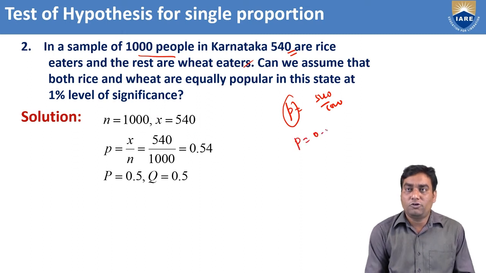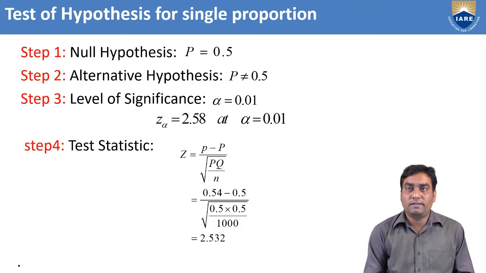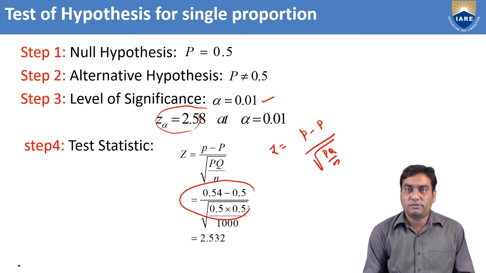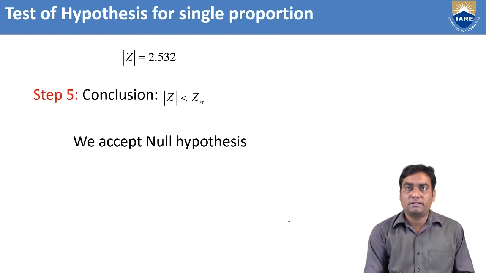So P equal to 0.5, Q equal to 0.5. Alpha is also given, 0.01, so Z alpha is 2.58. So what is the Z formula? Small p minus capital P by under root of PQ by N. If you substitute all these values, we get Z as 2.532. Mod Z is also 2.532. Mod Z is less than Z alpha. That's why we accept the null hypothesis.